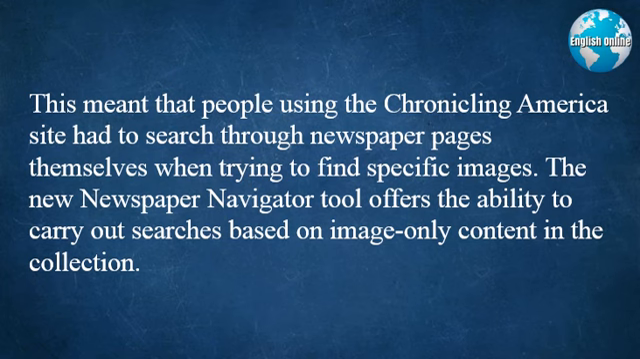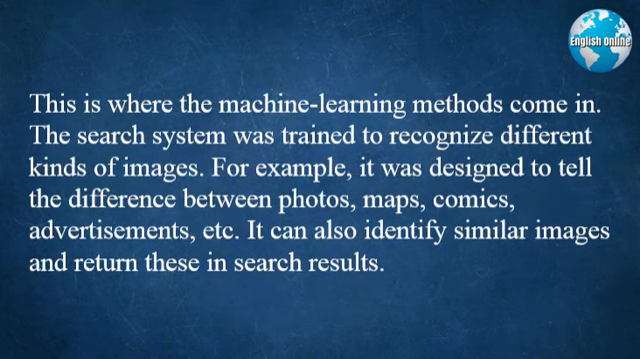This is where the machine learning methods come in. The search system was trained to recognize different kinds of images. For example, it was designed to tell the difference between photos, maps, comics, advertisements, etc. It can also identify similar images and return these in search results.